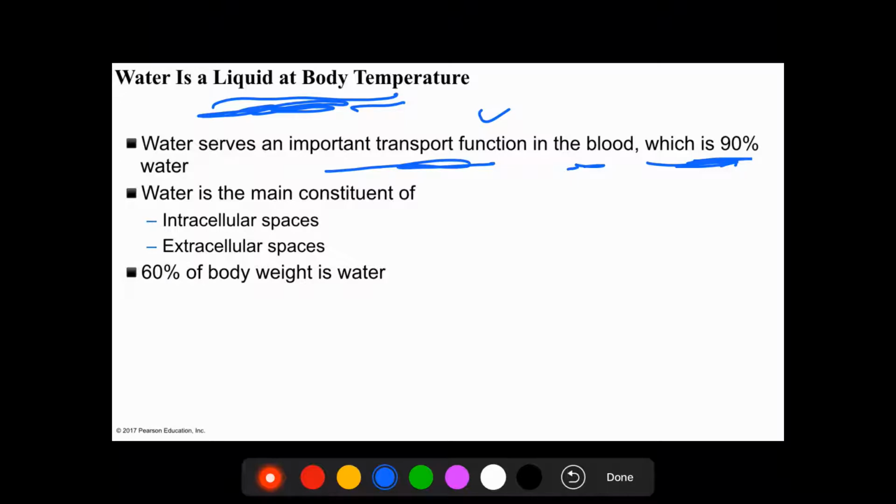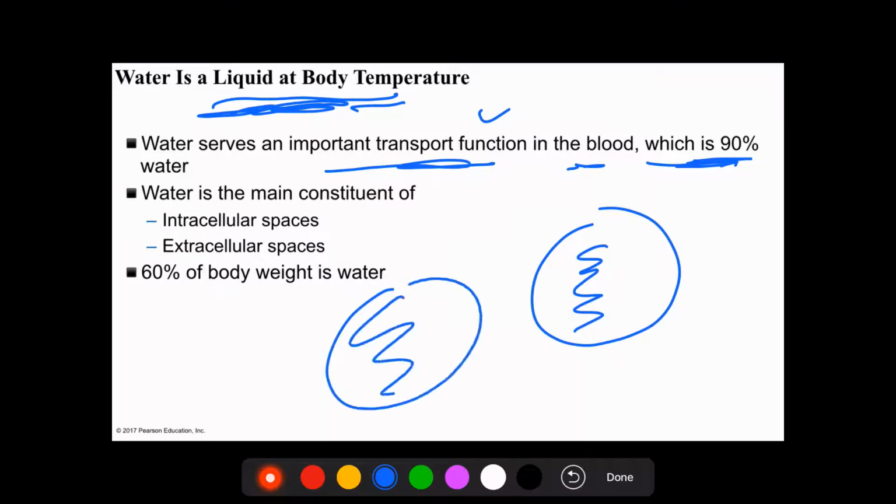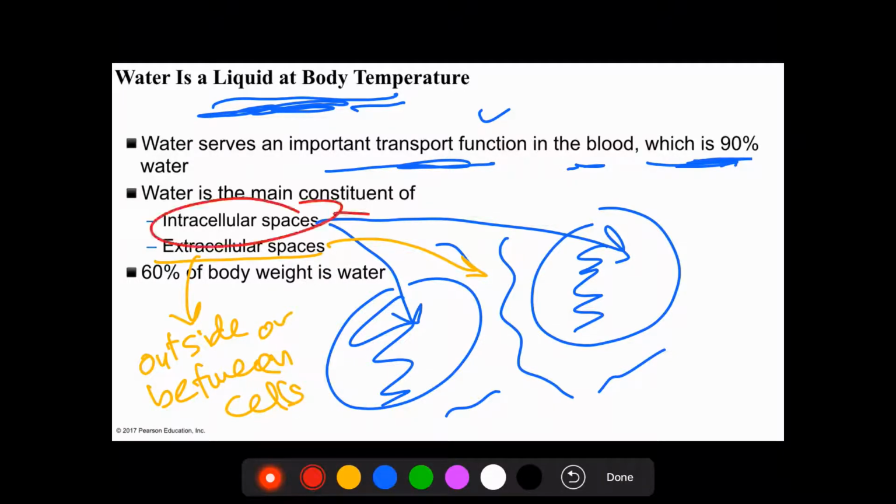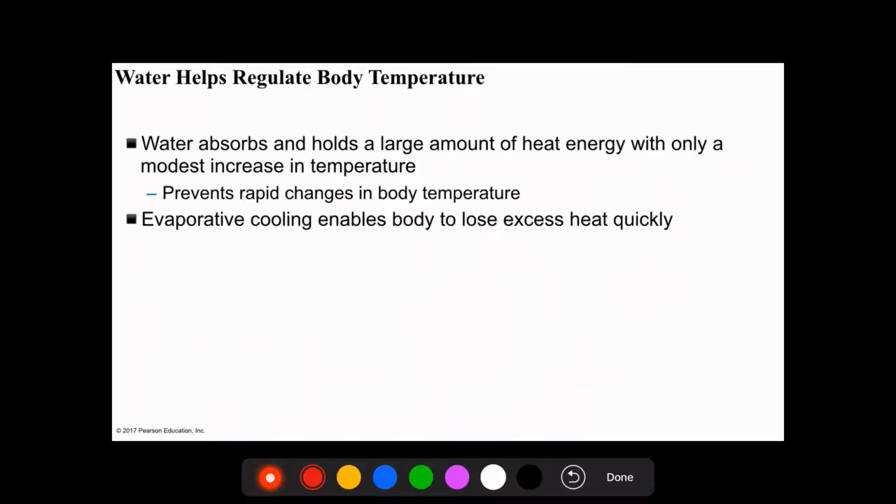Now, water within the body can be in two places: either inside the cells, or in between the cells. If it is inside the cells, it is intracellular space, whereas if it is between the cells, it's extracellular space. So this is outside or between cells, whereas this is inside the cells. These are the two general locations of water within our body. And on average, about 60% of our body mass comes from water.